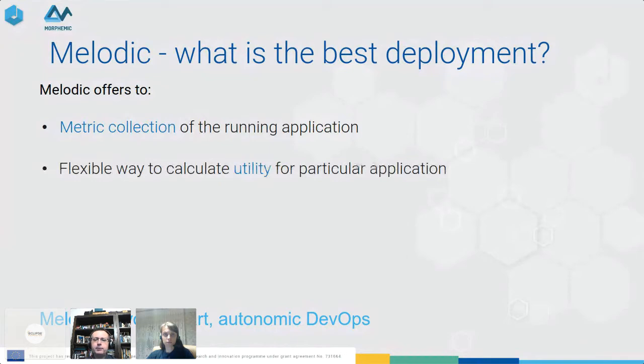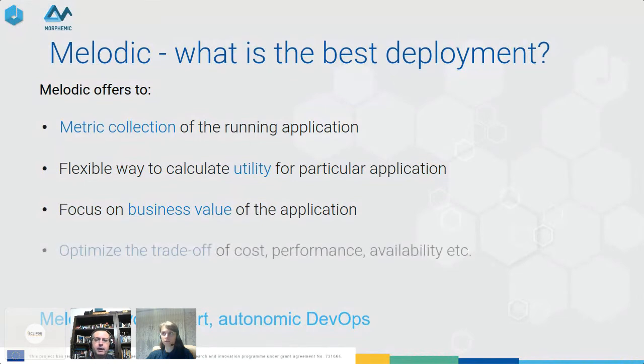We have the flexible way to calculate the utility for the particular application. So we can define utility which focuses on the business value. So we can measure the CPU and memory, but we also can measure the average response time to the user, or average time of the job processing, or any other business metrics, and our utility, so deployment, could be based on those metrics. And the best deployment is always the trade-off between the cost, performance, and availability.